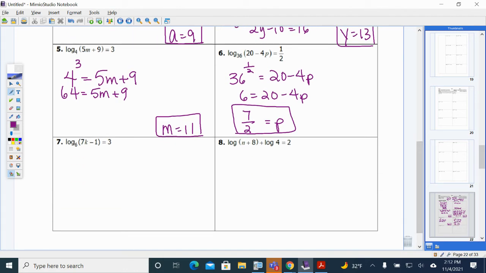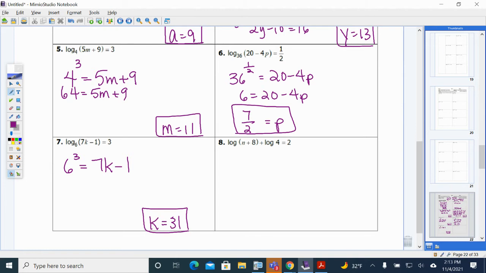Number 7, log base 6 of 7k minus 1 is equal to 3. Again, log on one side, rewrite it in exponential form. So 6 to the third power is equal to 7k minus 1. And you'll work that out. Again, pause the video, finish it out, check your answer. You should get k equals 31. And when you check it into the original equation, it does work.